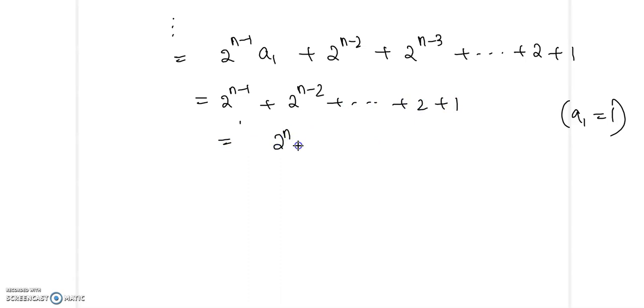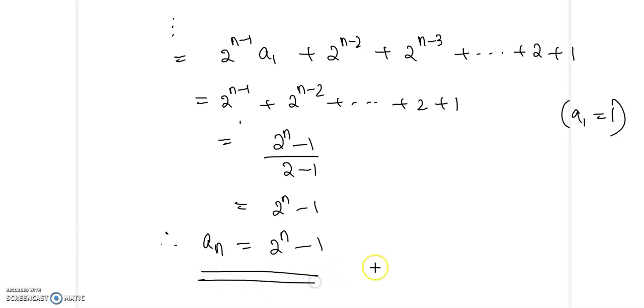So the sum is (2 raised to n minus 1) by (2 minus 1). So that is 2 raised to n minus 1. So therefore a_n is equal to 2 raised to n minus 1. So that is the solution for the problem of Tower of Hanoi.